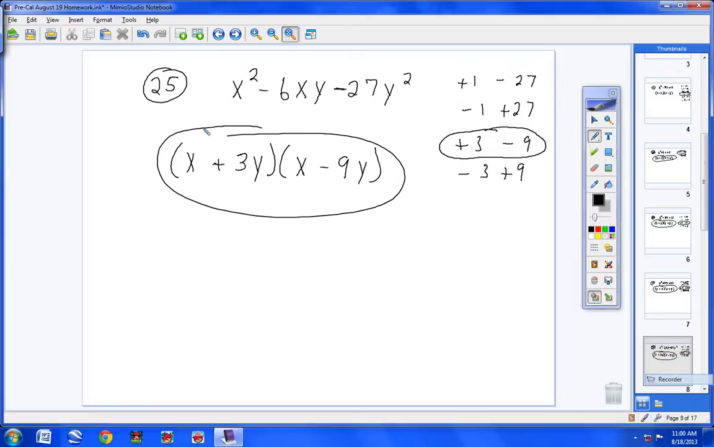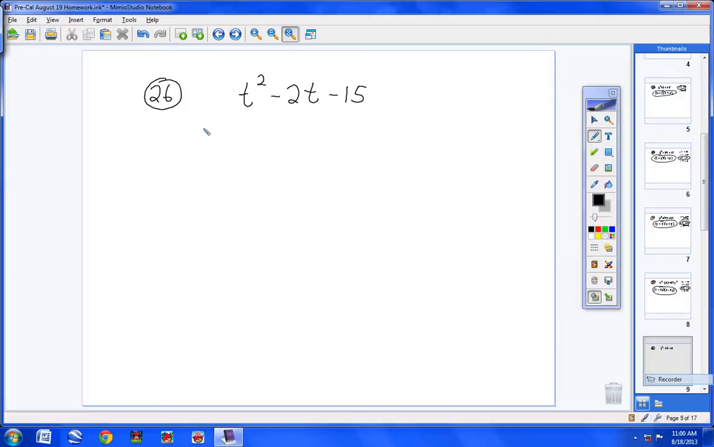It's a good problem. All right, number 26. I have a 1, a 2, and a 15, so I cannot pull any coefficients out. I do not have a t in every term, so I cannot pull out a t. I have a trinomial with a lead coefficient of 1, so the first step is to write all my factors of my last term. In this case, it's 15. So 1 times 15, 3 times 5. I want a negative 15, so a positive times a negative and a negative times a positive. Same pattern all the way through.